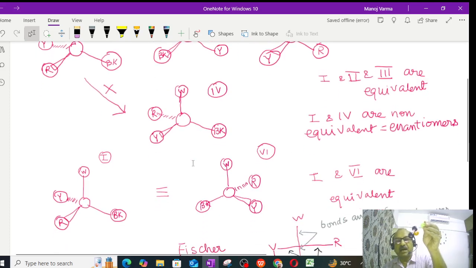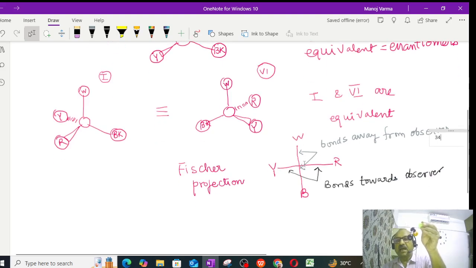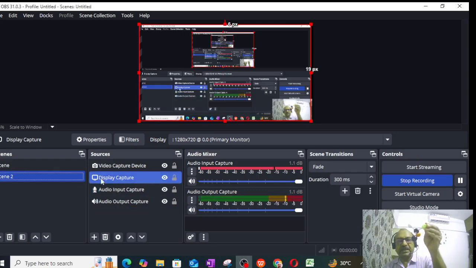And if you again suppose that we have the white and the black and the yellow and the red, right? Once again if we rotate it, then we bring yellow here, so the black goes here and the red goes here. Now they are equivalent, right? And now what I'll tell you is what you have to understand. Sometimes we use something like Fischer projection. So let me tell you about Fischer projection.